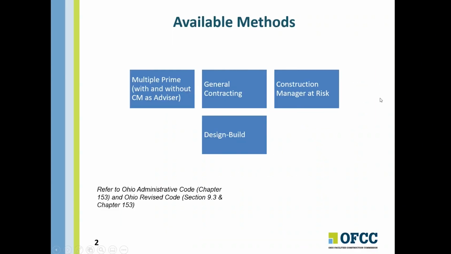General contracting is one of 4 available project delivery methods to public authorities in Ohio. The others are multiple prime, construction manager at risk, and design build. There are some similarities between these project delivery methods, as well as some key differentiators. Due to those differences, the particular delivery method may provide a better fit with the characteristics of a specific project.